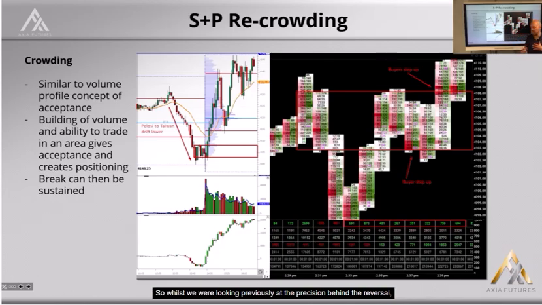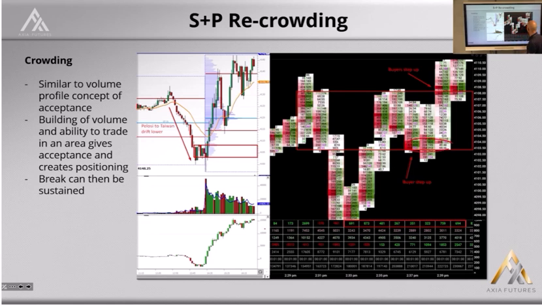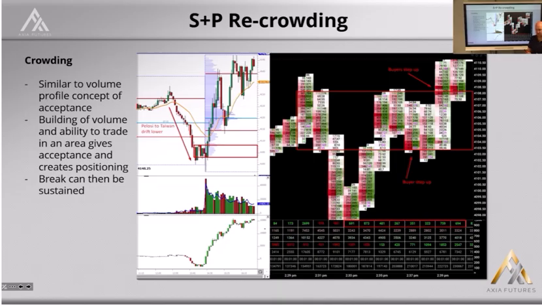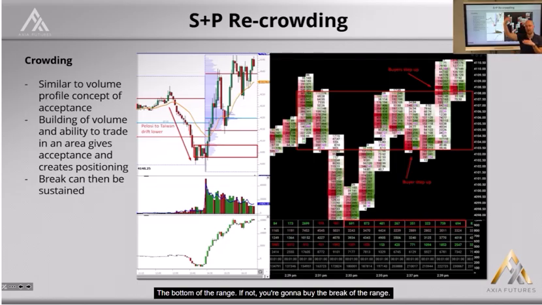So whilst we were looking previously at the precision behind the reversal, you don't always get that opportunity. Indeed, in this situation, what we have is the concept of moving back into a range whereby buyers are happy to come and buy at the bottom of the range. This then is what enables the market to hold up. Buyers have decided that, yep, we're back in the range. Where's the best place to buy in a range? The bottom of the range. If not, you're going to buy the break of the range.